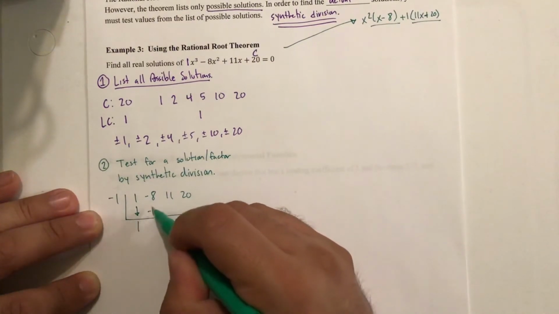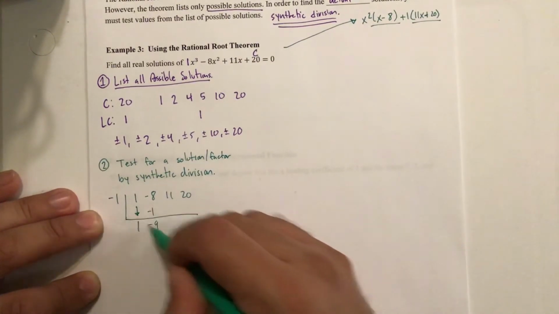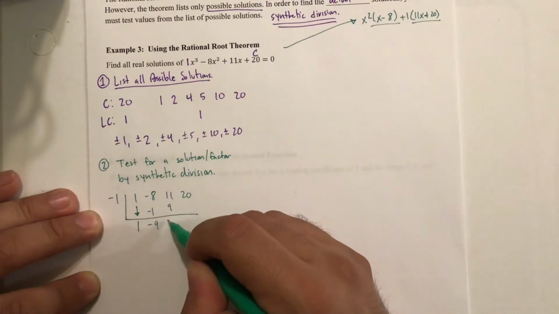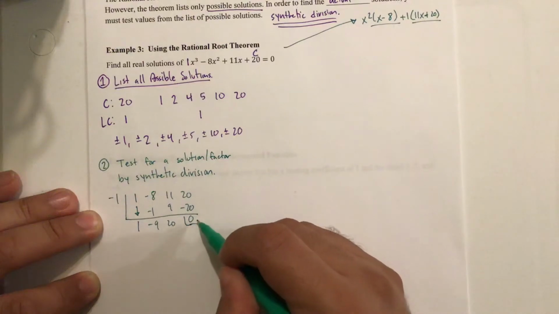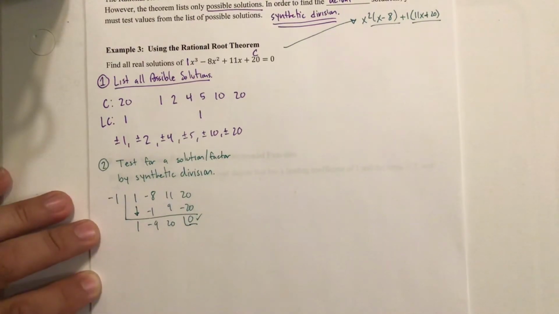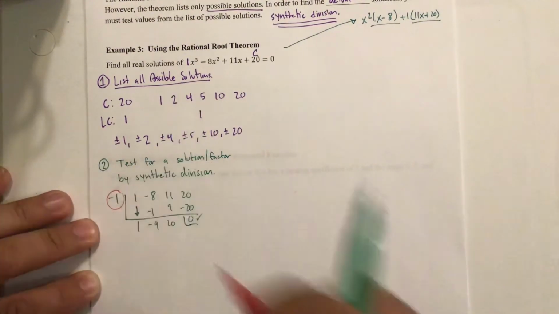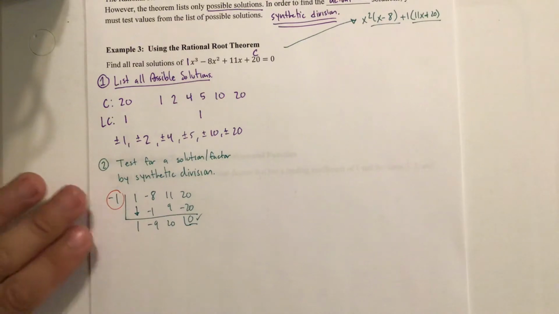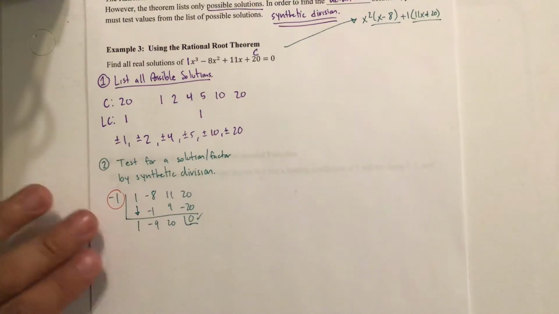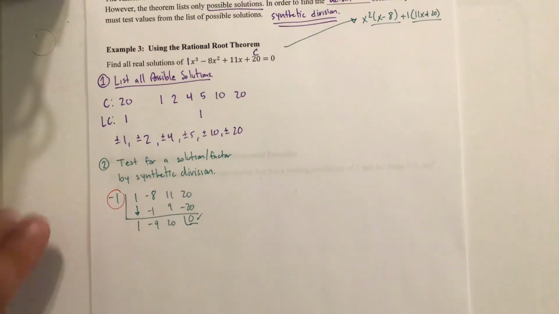-1 times 1 is -1. Combine, you get -9. Multiply is 9. Combine is 20. Multiply is -20. Remainder is 0. So what this does is this shows me that -1 is a solution, and x plus 1 is a factor, okay? So now you notice I circled it because I'm going to come back to this and remember that when I write my final answer, this is a part of my solution set.